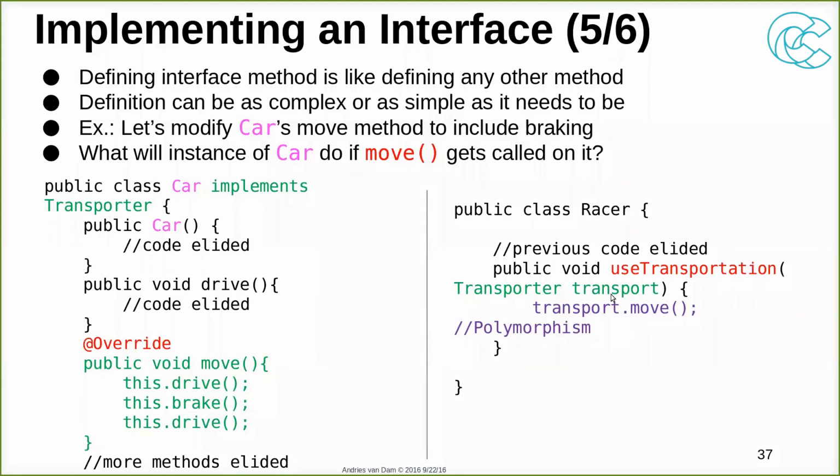And we'll look at that example in the next set of slides, so we'll see how that can be used for polymorphism. But you can pass any instance that implements this Transporter interface. So in this case, it's a car instance or a bike instance.